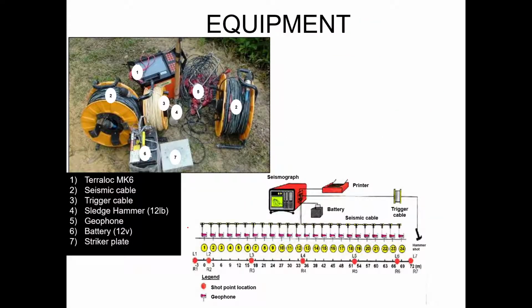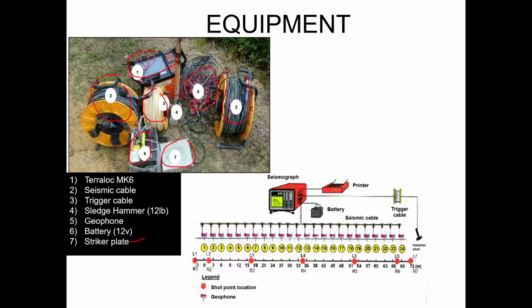This is the equipment that we use in seismic study, which involves data acquisition. We call it a Terraloc. Then we use seismic cables. Then we have a trigger cable. Then we have a sledgehammer, where we hit the ground on top of this strike plate. So we use the sledgehammer to hit the strike plate on the ground. We use an external battery. Then this is the geophone, a sensor that is able to measure any vibrations on the ground.